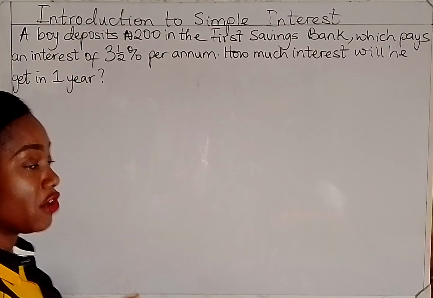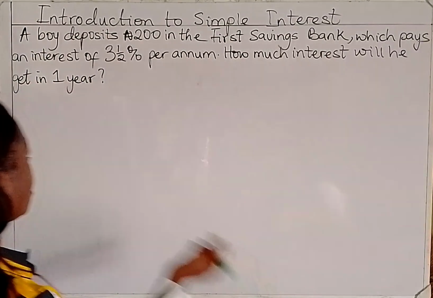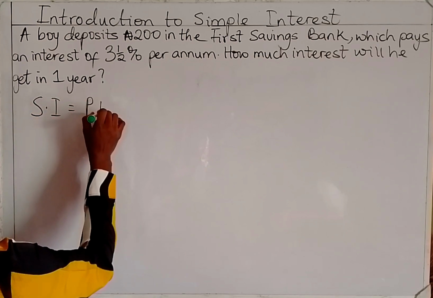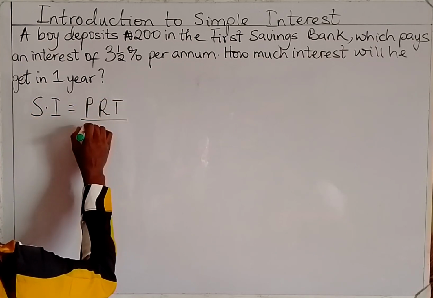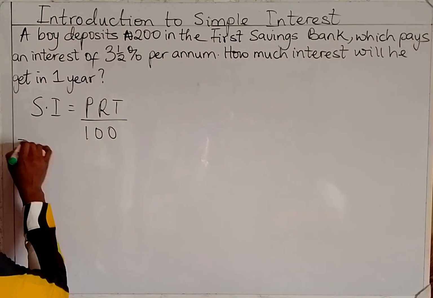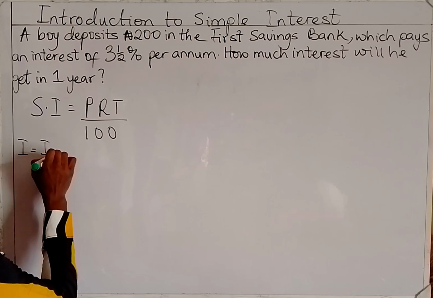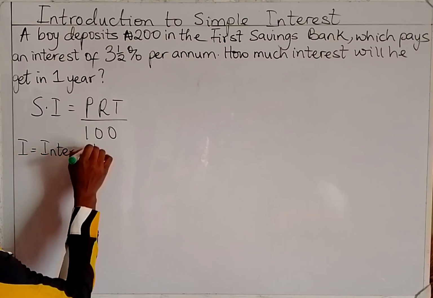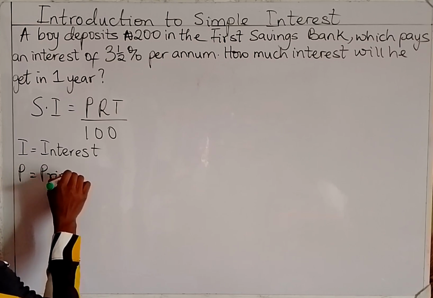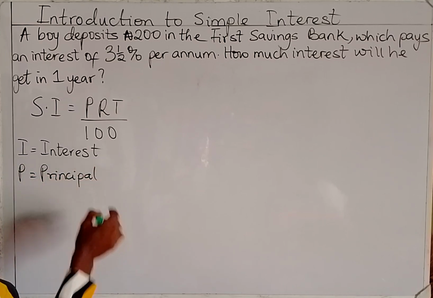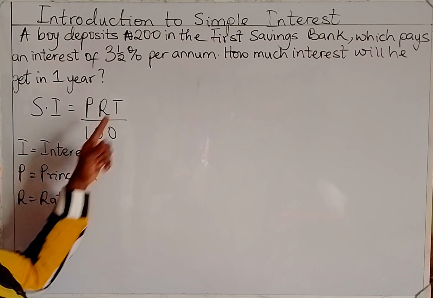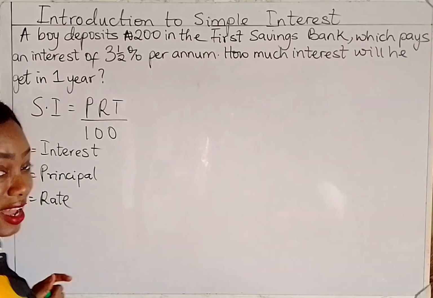Now, we have a formula that we use in calculating questions like this. The simple interest equals what? PRT over 100. What does this mean? As we know, the I here represents what? Interest. P is the principal. Okay? And the R means the rate. And of course, T here represents time.